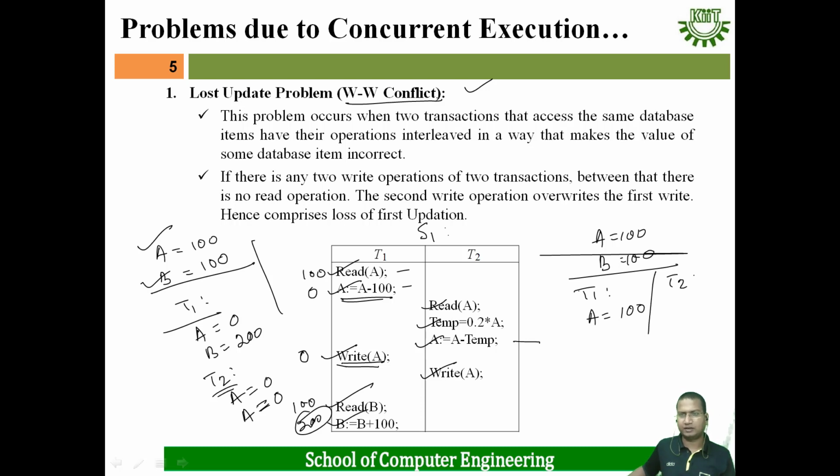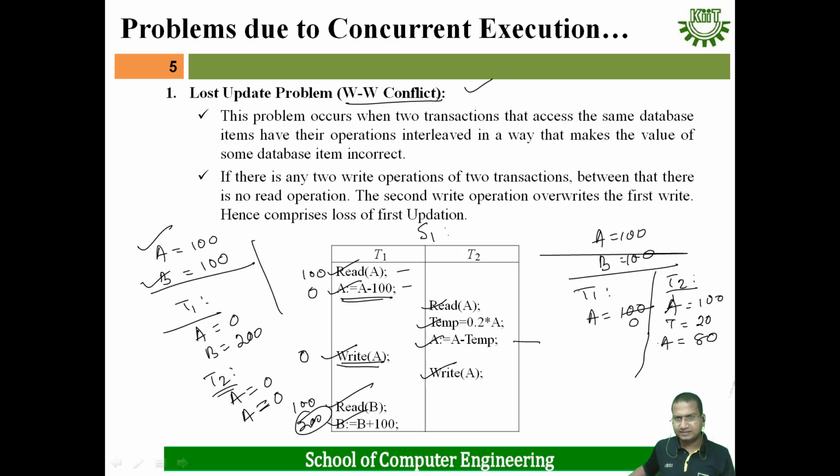Then T2 is executed. When T2 executes read A, what is the value of A? In the buffer, the A value is 100, so A will be 100 here. Then temp is equal to 20% of A, which is 20. Then A is equal to A minus 20, so A is 80. Write A updates this in local memory, but it has not changed in the buffer. That's why when T2 reads the data item, it reads the A value as 100.